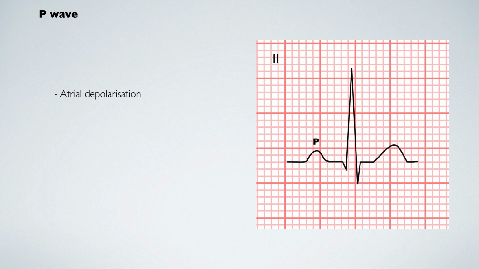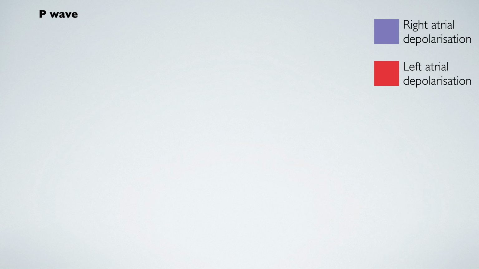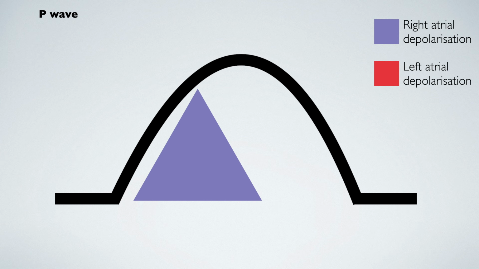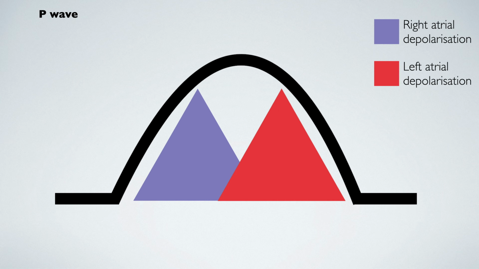P waves represent atrial depolarization, and they are best viewed in lead 2, where they will have a monophasic, smooth, dome-like shape. Let's take a closer look at this shape now with this diagram. The first portion of the P wave is formed by right atrial depolarization, and the second half is formed by left atrial depolarization.